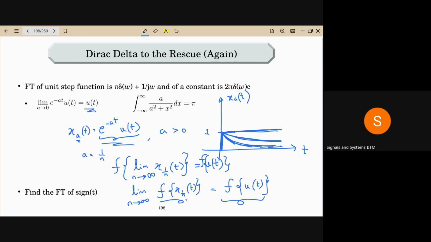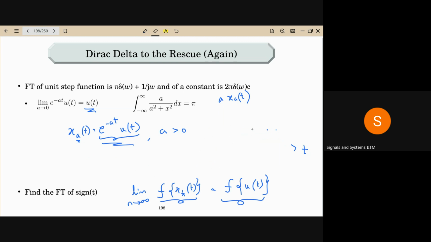And what is the Fourier transform of this sequence of functions? That is already known to us. So if you just find the Fourier transform of e power minus at u of t, you will simply get 1 by j omega plus a. Okay? And all we have to do is just apply the limit a tends to 0, 1 by a plus j omega. Okay. So if you apply the limits to this, basically what is here on the left hand side is exactly what is here.